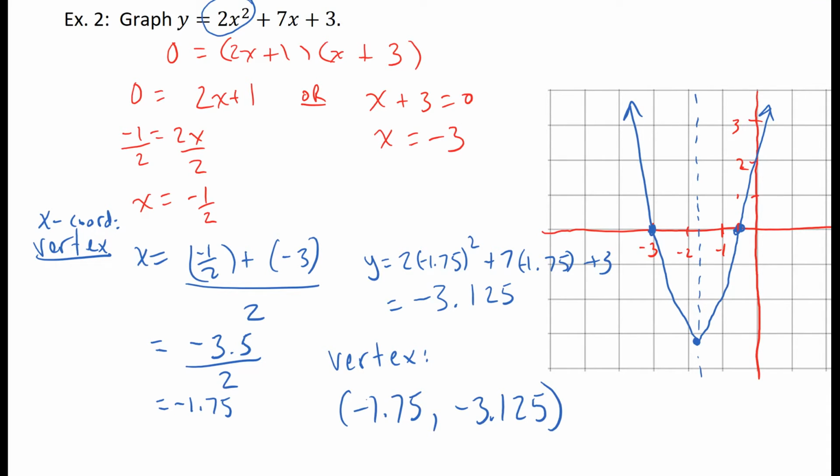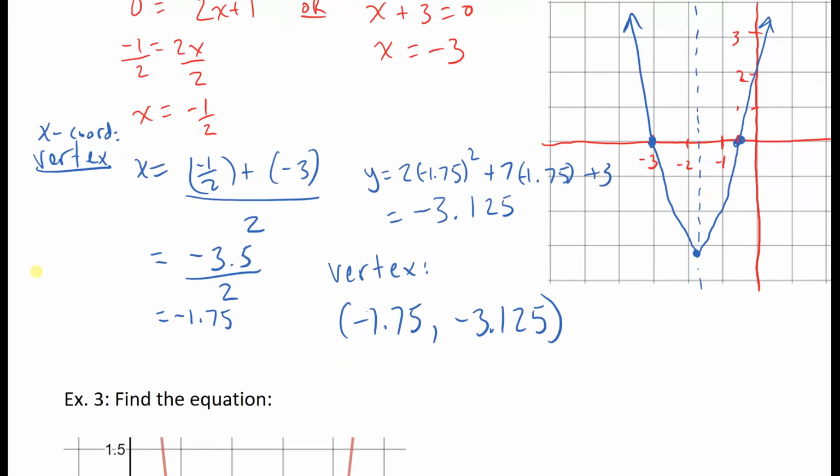Find vertex form, so find factored form, which means you need to factor. When you have your two x-intercepts, those solutions, add them and divide by 2. Take the x-coordinate of the vertex and sub it in to get the y-coordinate of the vertex.